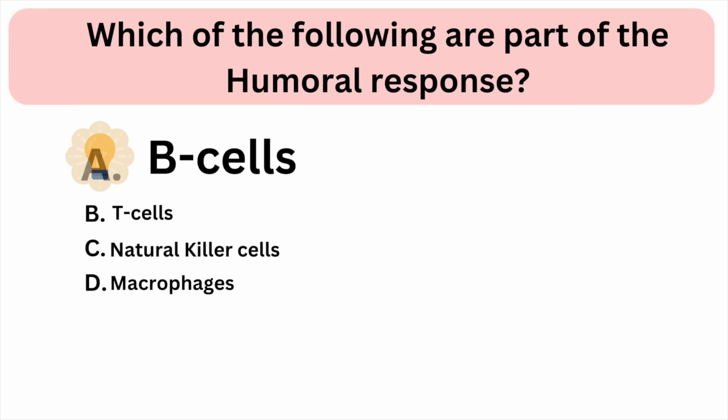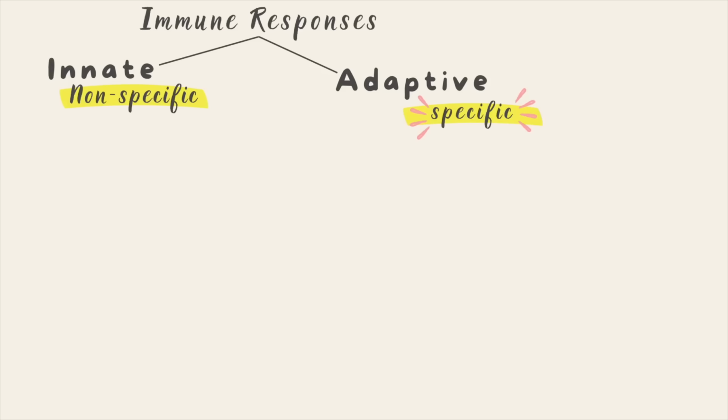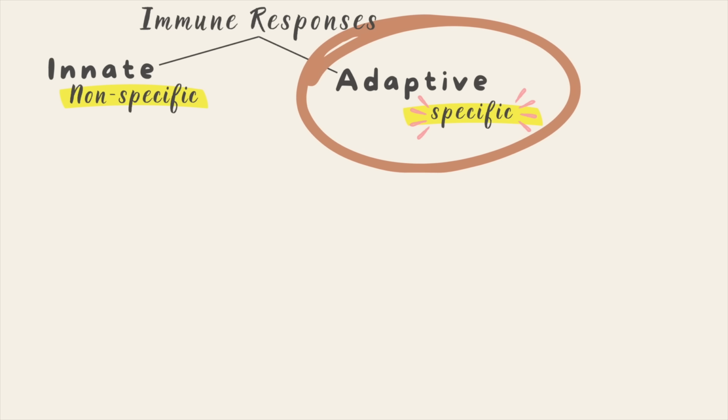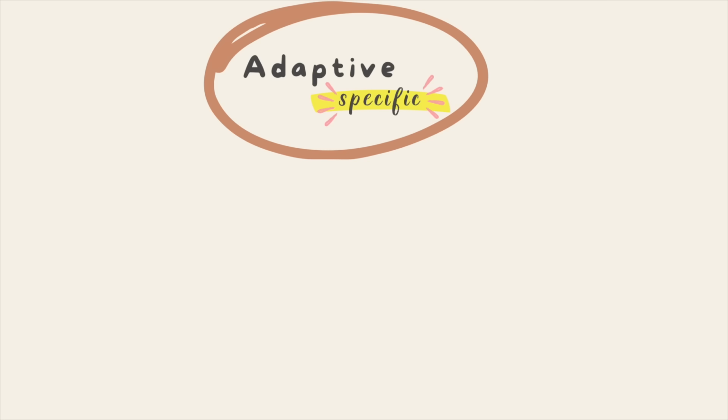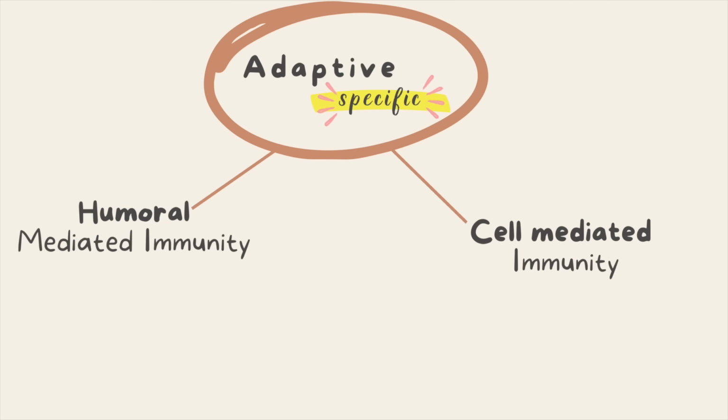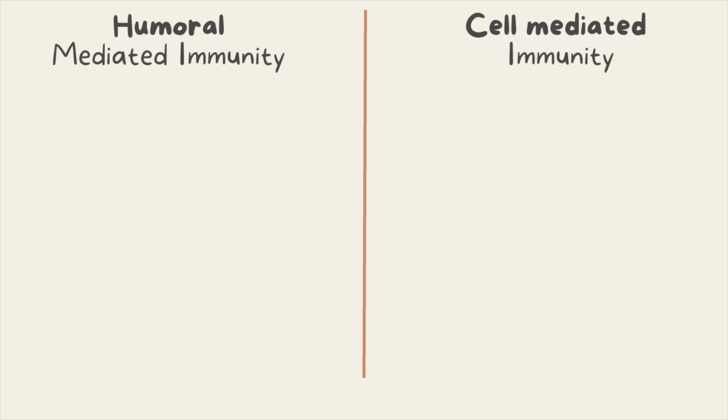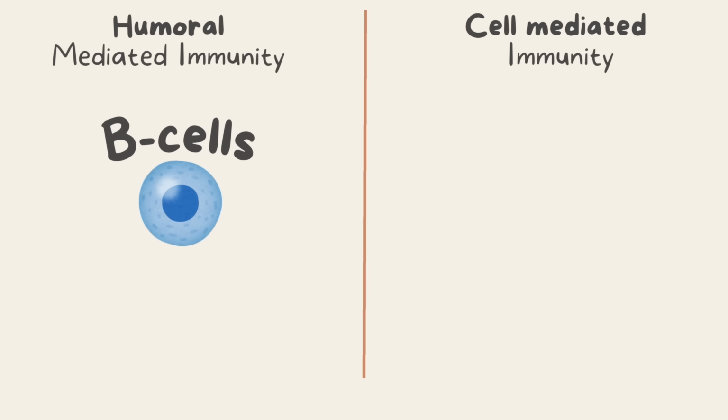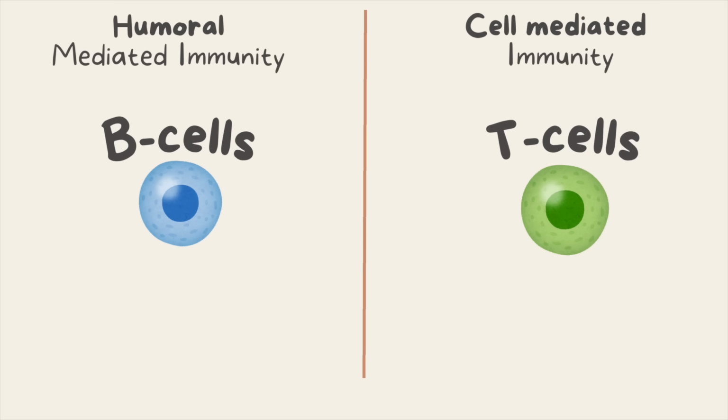So remember from the last question, we have two types of immune responses, the innate or non-specific and the adaptive or specific response. So we're going to be focusing in on the adaptive response. Remember, the adaptive response is able to recognize different types of pathogen and kill them off uniquely. So adaptive immunity consists of the humoral mediated immunity and the cell mediated immunity. The humoral response is made up of B cells and the cell mediated response is made up of T cells.